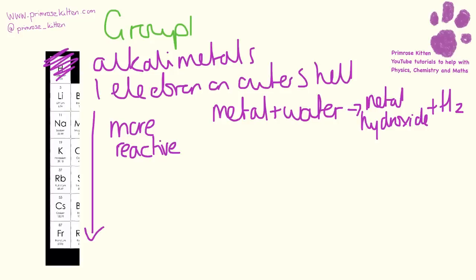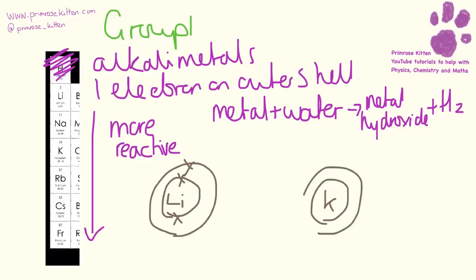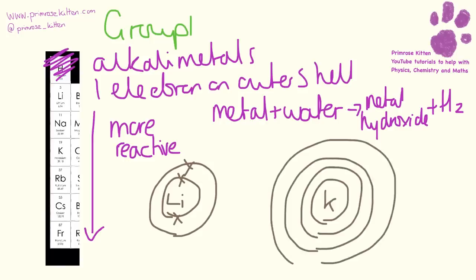Now, if we look at the reasons why it gets more reactive as it goes down the group, here we have lithium with its 3 electrons, and then potassium, fourth period, so it's going to have 4 shells. Now, this electron here on the outside is the one that is given away, or the one that runs away when something reacts. And we have this positive charge in the middle in the nucleus here. And this positive charge is holding on for dear life to this electron, but this electron wants to run away.